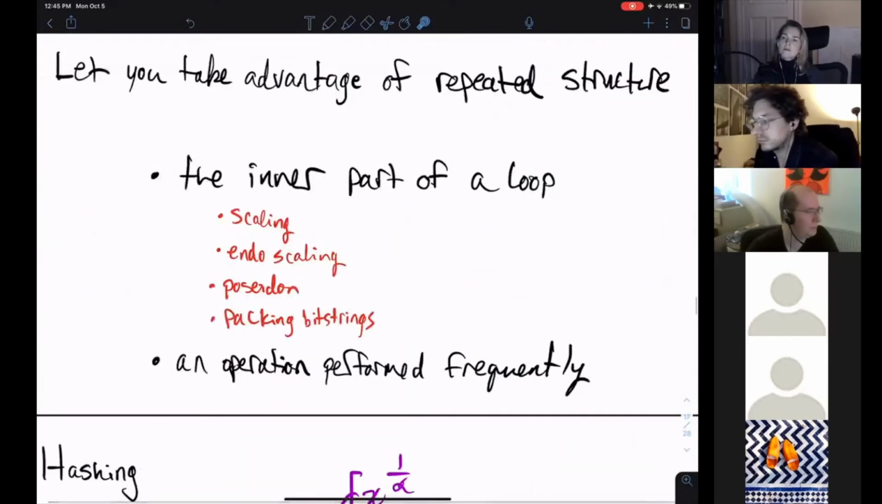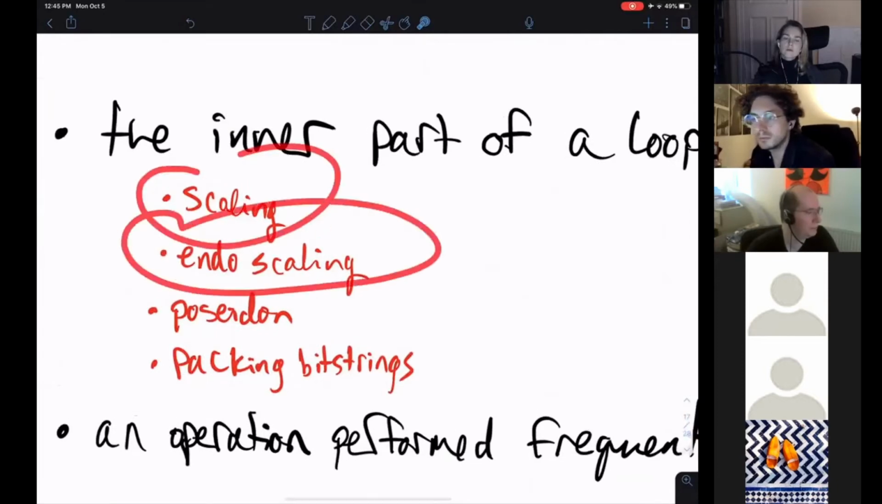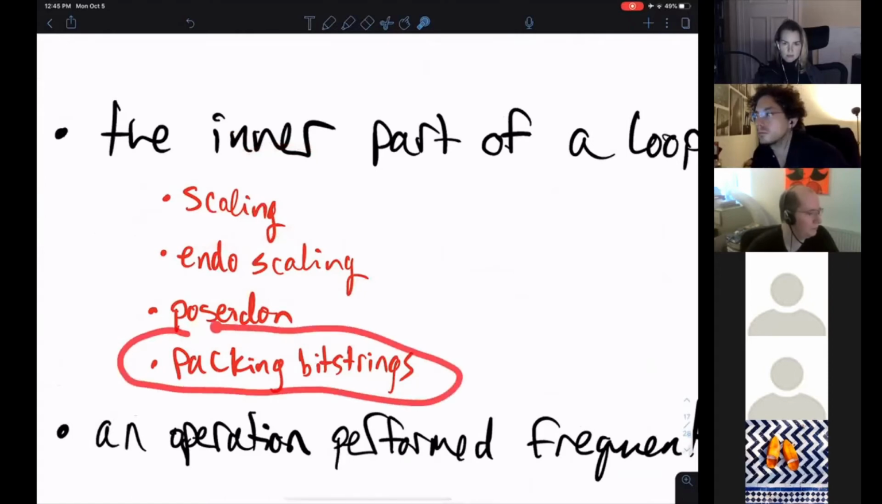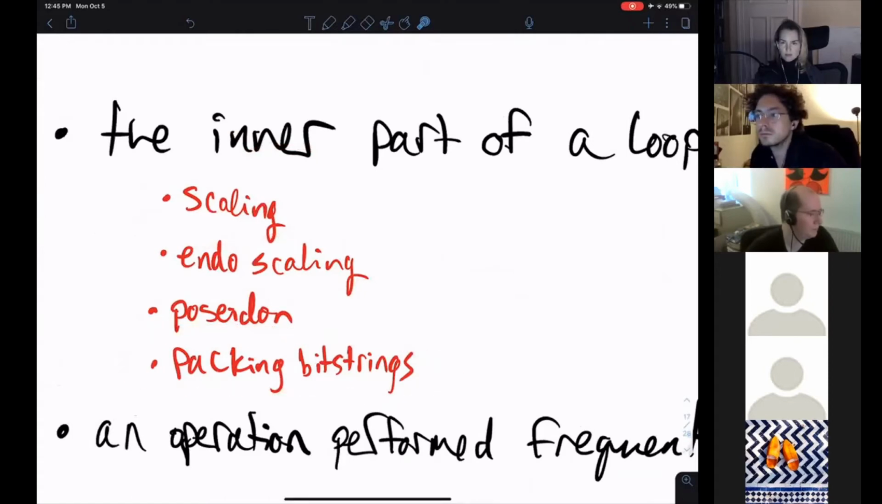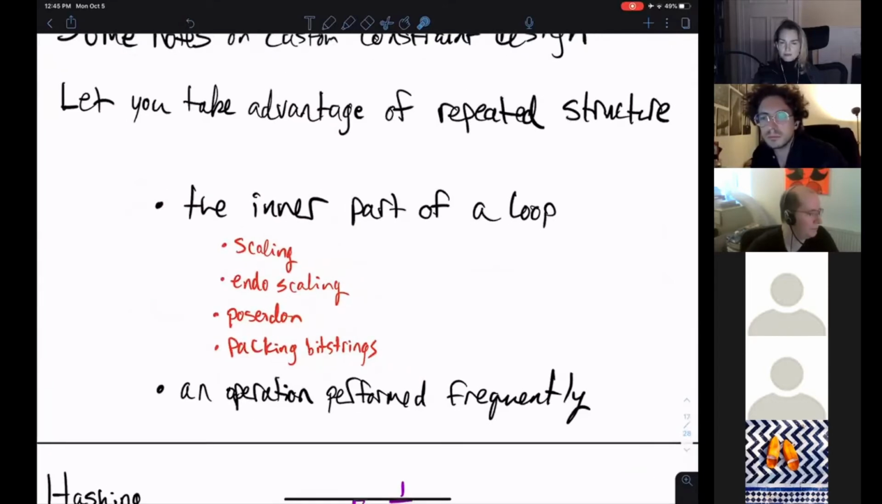And as we said, what are these repeated things? Scaling, endoscaling, running the Poseidon hash function, and packing bit strings. Actually, we didn't do this yet. There's a lot of performance to be gained from doing that. Or just any operation performed frequently.